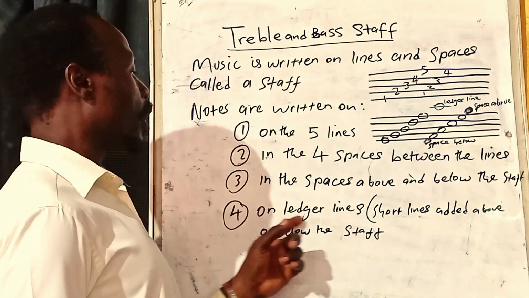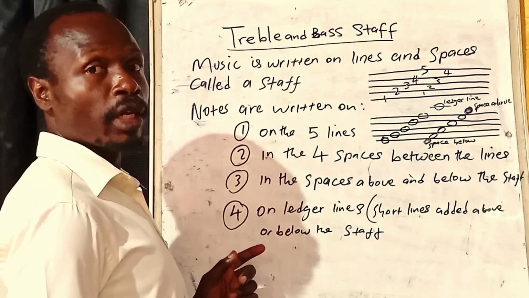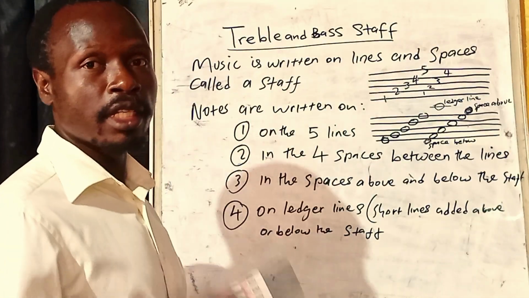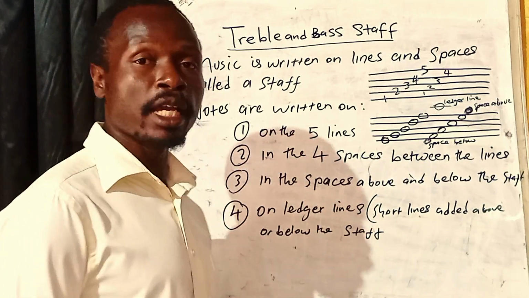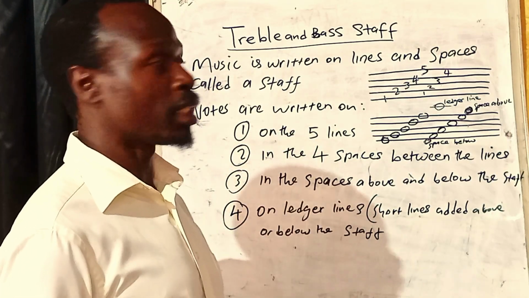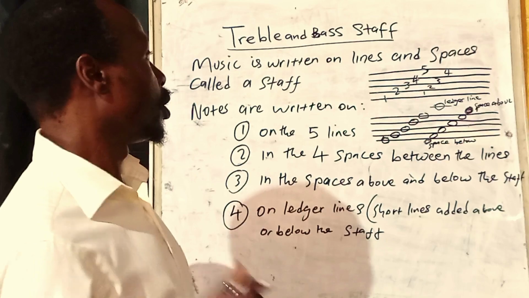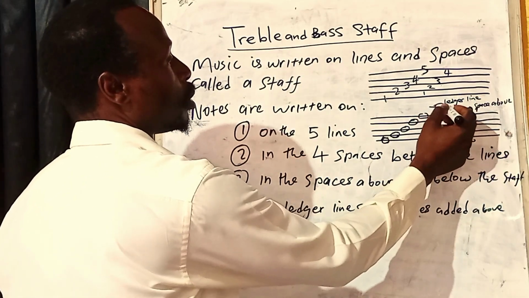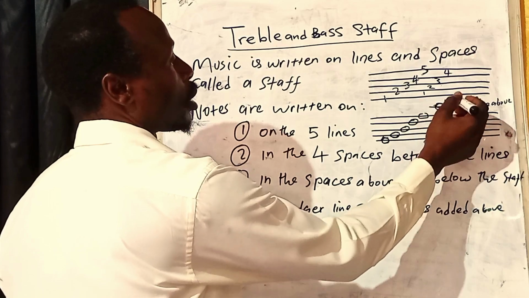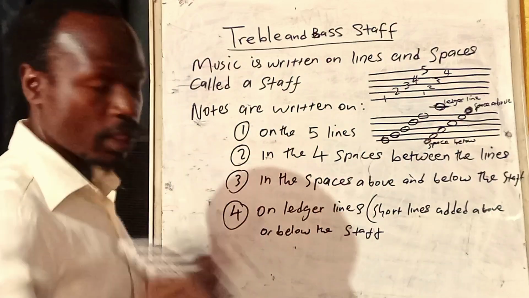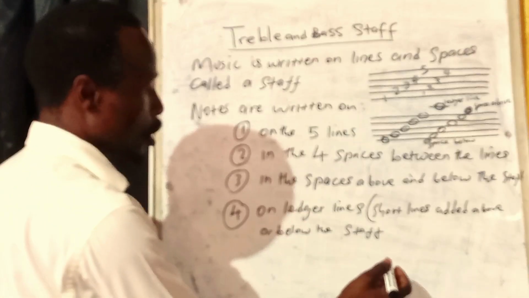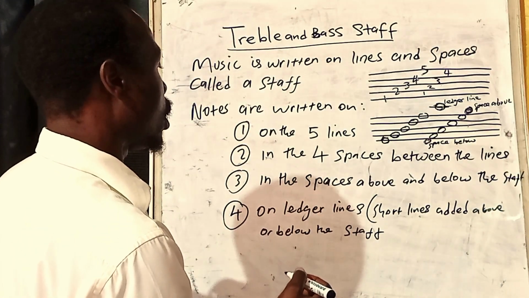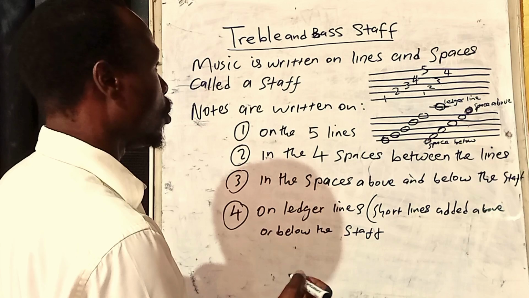Number 4, on the ledger lines. What are ledger lines? Ledger lines are short lines added above or below the staff. I've tried to indicate it here. This is our ledger line, and our note is also there. Let me try to do it down here. I hope you will see the ledger lines, short lines added above.